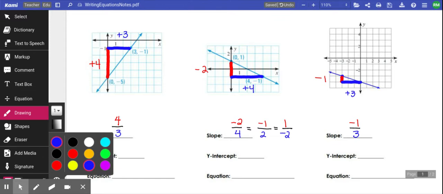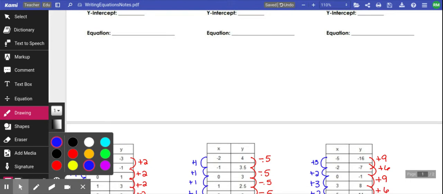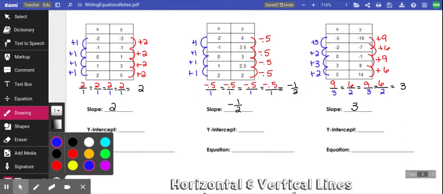The next one is -1/3. Again, you could have it written as +1 over -3. Those will both work. Let's go ahead and look at the tables real quick and see what the slopes are here.